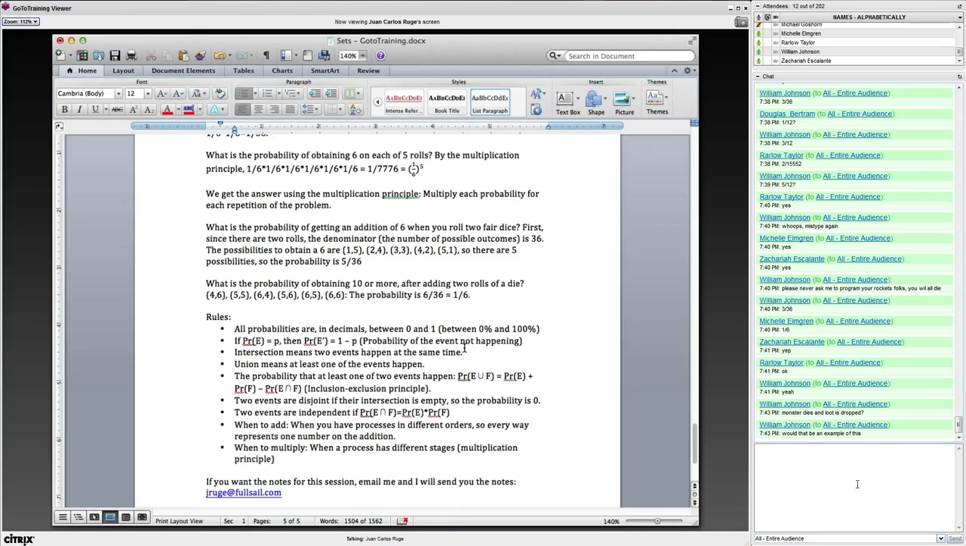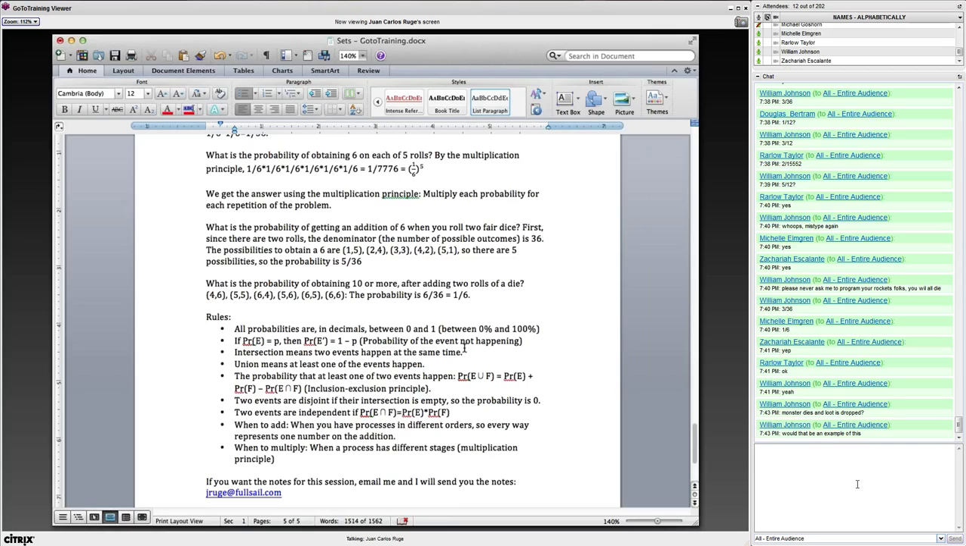Two events are disjoint if their intersection is empty. That means when two sets don't have any element in common, that means the probability is zero. So, for example, the set of numbers greater than five and the set of numbers less than one. Those are disjoint sets because the numbers that are greater than five are six, seven, eight, blah, blah, blah, and the numbers that are less than one are zero, negative one, negative two, so they don't share anything.